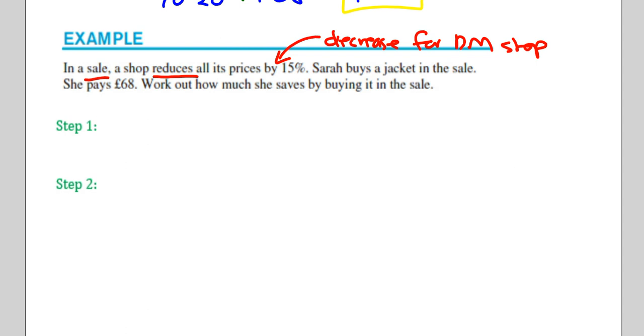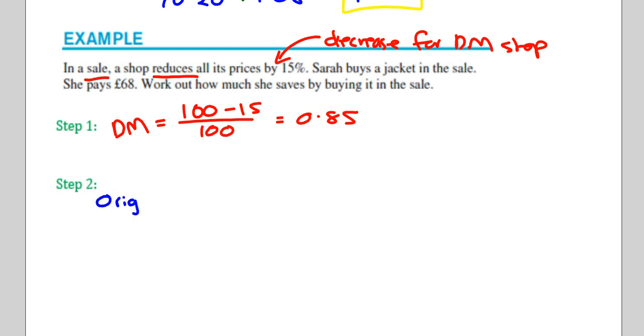So we have to do 0.85, because that's the DM of it. Yeah, work out the DM, let's do that first. So DM equals, how did you get that, John? 100 take away 15 over 100, and it equals 0.85. Good, that would get you a nice mark, so good that you did that. And then what we want to do is work out the original value. So 68 times, no, divided. Yeah, that's right. Why is it 68 divided by 0.85? Because it decreases, because it's a sale. 68 divided by 0.85. Good. And this would be what the original price was.